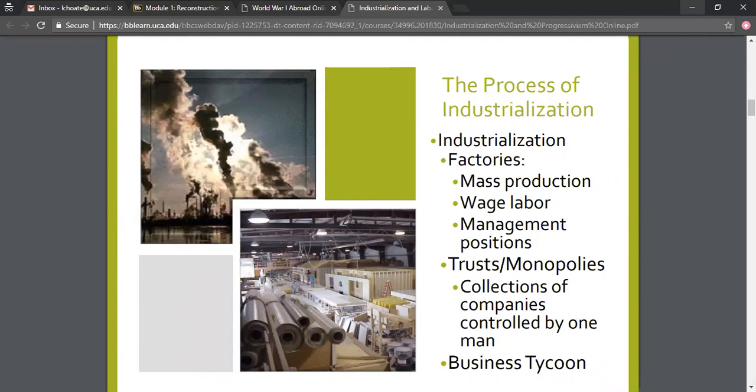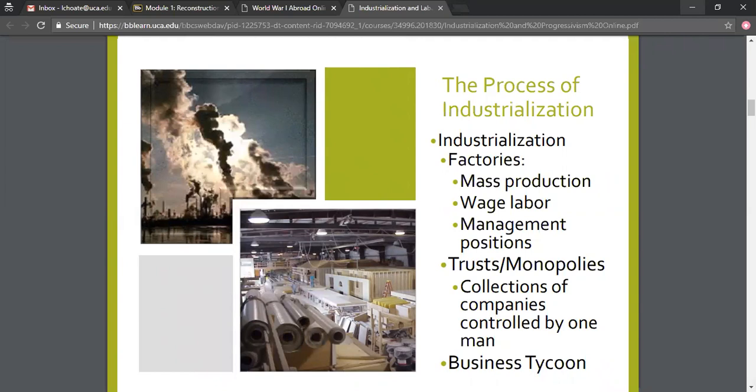And so it's going to change how we view work. In fact, before industrialization, we didn't even have the phrase go to work because people worked at home. That's going to come about here with the advent of the factories. Now, as factories continue to grow and production booms so that we're producing more than we can really handle, we start to get something called a trust or a monopoly. Really, these words are, for our purposes, interchangeable. They're a collection of companies controlled by one man.